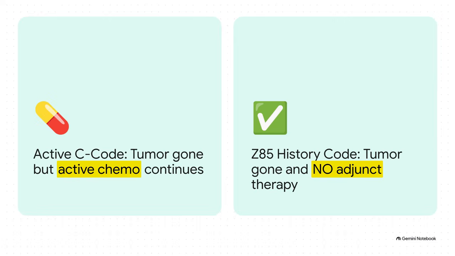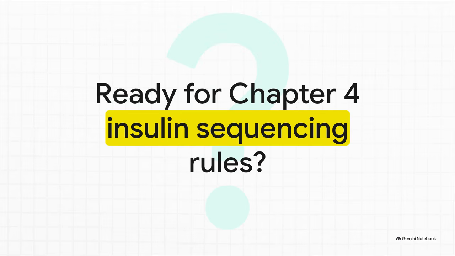The boundary here is super clear. Even if the surgeon successfully and completely removed the tumor, if the patient is still receiving active adjunct chemotherapy, you still code the active cancer. You definitely don't use the history code yet because the treatment is ongoing. It's only when the tumor is gone, and I mean completely gone, and there is 0 adjunct therapy happening, that you finally transition to the Z85 history code. Basically, active therapy equals active cancer. So you really have to read the clinical chart carefully to know exactly when active therapy stops.